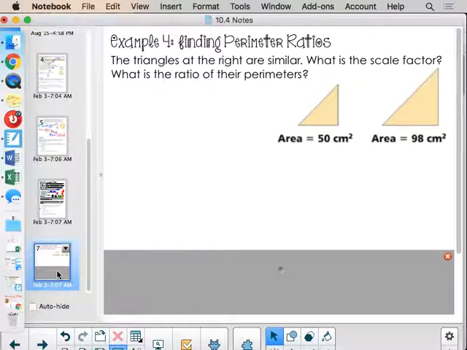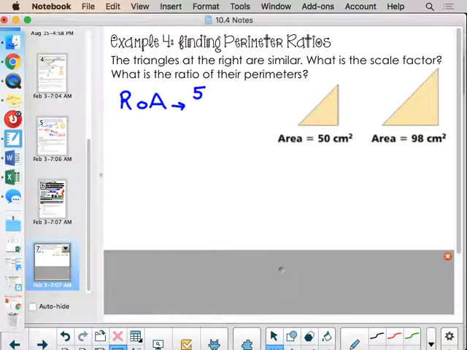So notice I have been given area. And because I have been given area, the easiest thing for me to do is to start off by finding the ratio of my areas, okay? So, ratio of my areas, my ROA. What's my ratio of areas going to start off looking like? Create a ratio for me of their areas. What do you want it to be? 50 over 98. Okay, so 50 over 98.